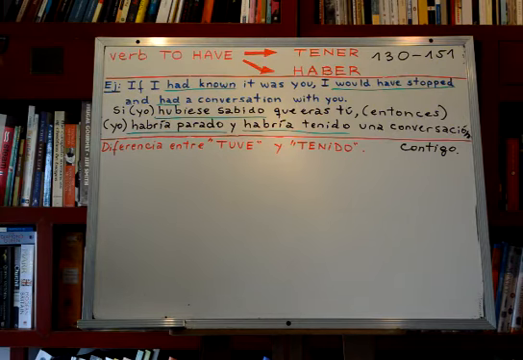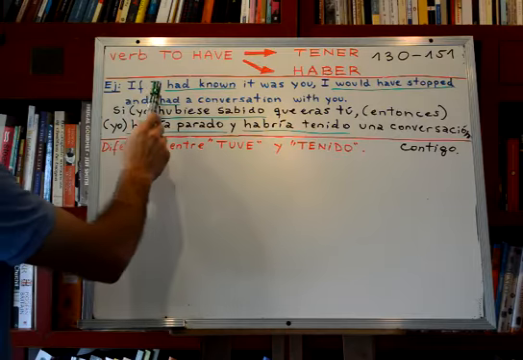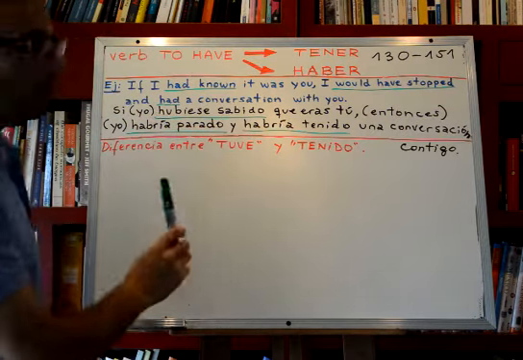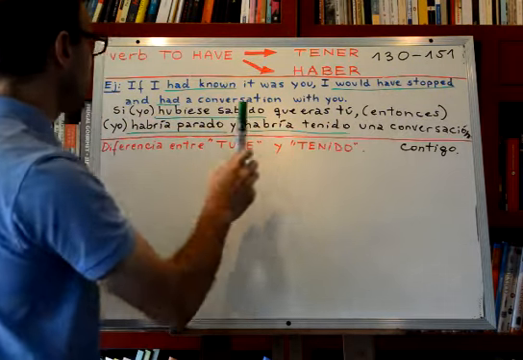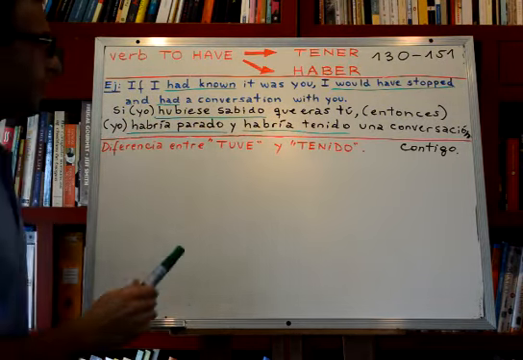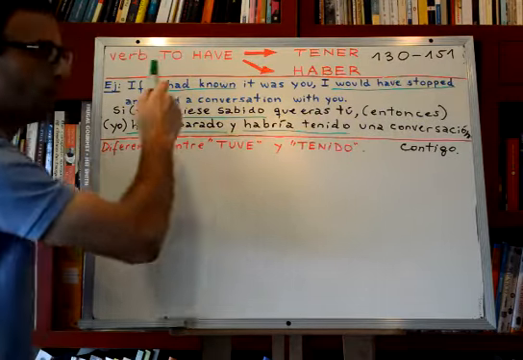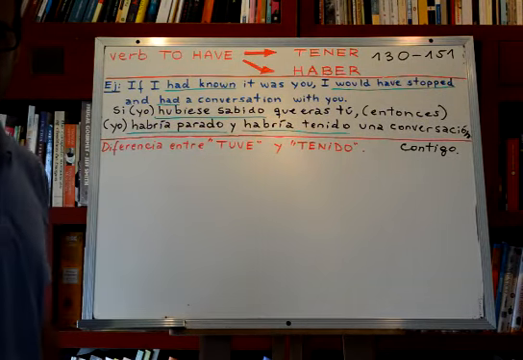Entonces, vamos a leer de vuelta. Let's read again. If I had known it was you, I would have stopped and had a conversation with you. This is a hypothetical or conditional sentence, okay?